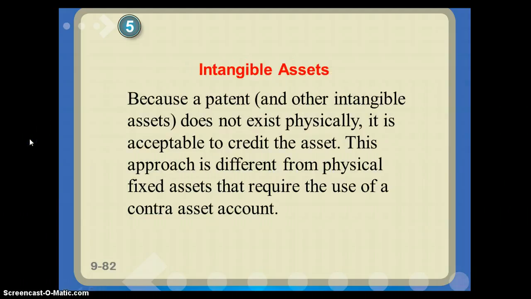Because a patent doesn't exist physically, it is acceptable to credit the asset. That's different from physical fixed assets. Fixed assets have to have a contra asset account. So since it's intangible, we can't touch it. It's a theory. We can actually credit it. We can actually take value away from it, where we don't do that with a fixed asset.